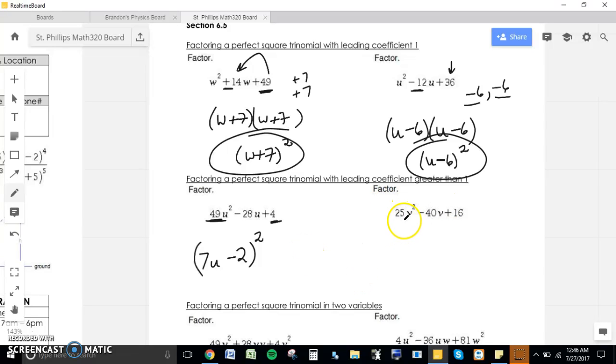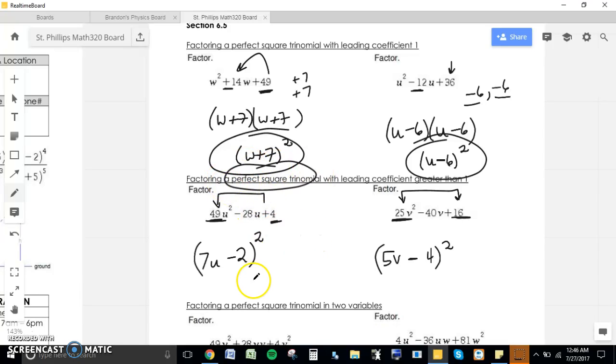Same deal here. What's the square root of 25v squared? Well, that's 5v. What's the square root of 16? Well, that's 4. What kind of number do we need in the middle? A negative number, and we know it's going to be squared. So the key for these is to look at the first and last terms. If those are both perfect squares, you're probably dealing with a perfect square trinomial. And you could just use a simple pattern like we did here to factor it.